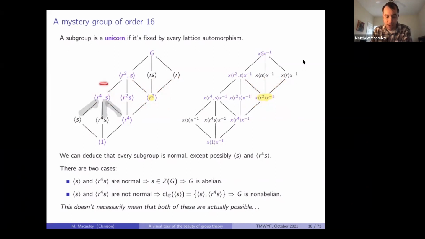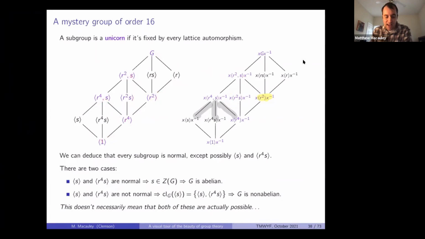So if you conjugate this, it's got to go to another subgroup with 3 kids. So any conjugate has to be itself. This is normal. Any subgroup that is unique, or fixed by every lattice automorphism, I'm going to call a unicorn. This is the only guy that has 1 parent and 1 kid. You conjugate it, it's got to go to itself.